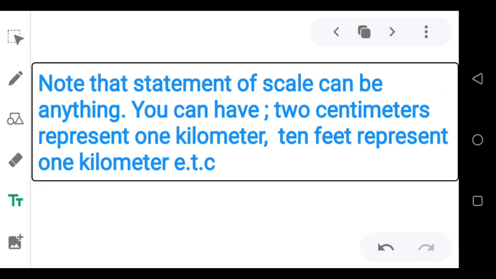Note that statement of scale can be anything. You can have 2 centimeters represent 1 kilometer. You are making a statement. It can be 10 feet represent 1 kilometer. You are comparing the measurement on the map with that of the actual ground.